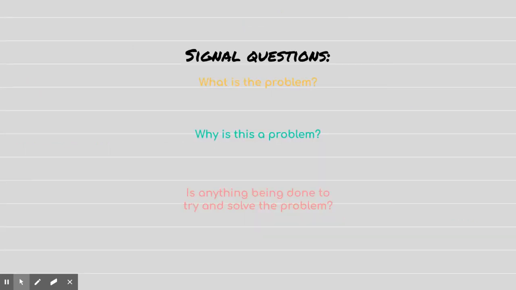So what are some questions that we might ask ourselves about a problem and solution text? What is the problem? So what's going on? What's the problem in the world or between two people? Why is this a problem? Why is this an issue for people? And is there anything that can be done to try and solve this problem?